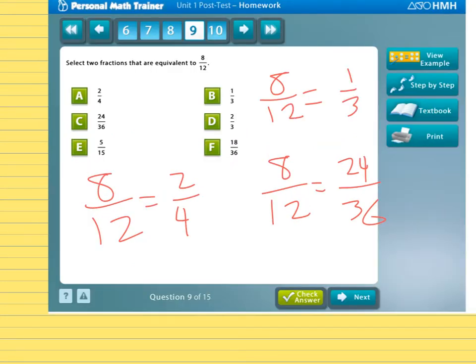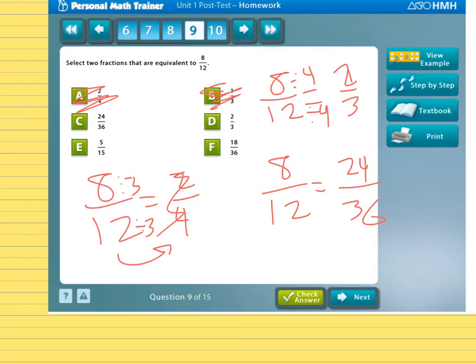Same problem as the last one. I'll go ahead and set up the equivalency. So is 12, how can I move from a 12 to a 4? I'm going to divide by 3. 8 divided by 3 does not equal 2, so this is not an equivalent fraction. For B, 8/12 is equal to 1/3, well, I'm going to divide this by 4. 12 divided by 4 is 3. Divide that by 4. 8 divided by 4 is 2. So this is not an equivalent fraction.